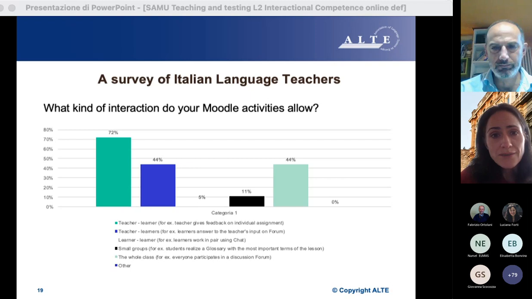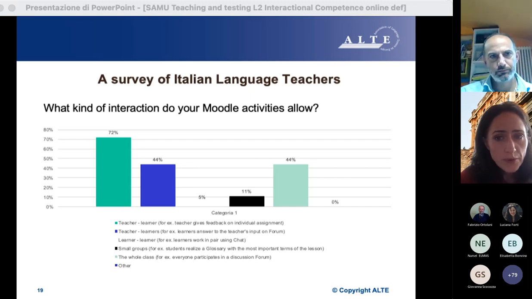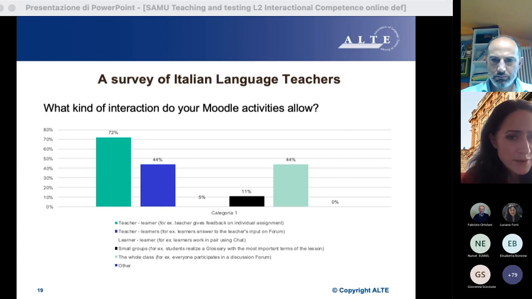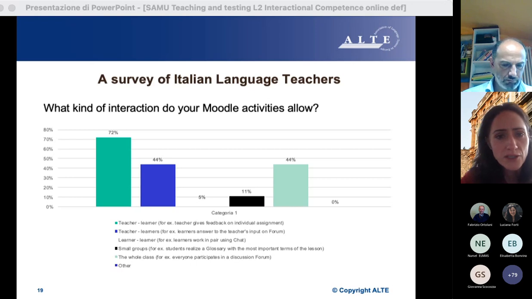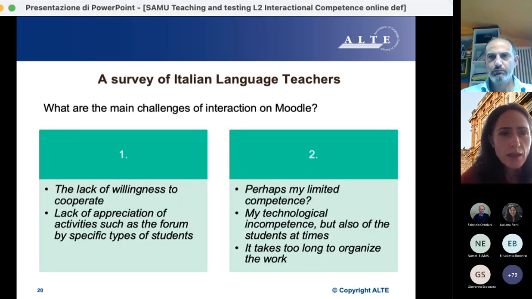Few teachers propose activities to be carried out in small groups. For example, students realize a glossary with the most important terms of the lesson, or in pairs, so learners, for example, working in pair using a chat.